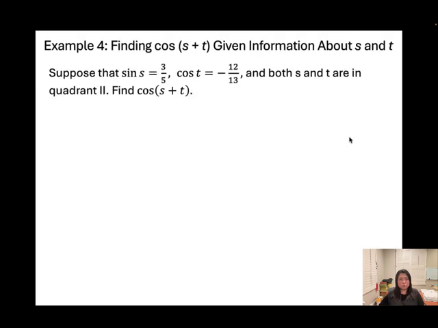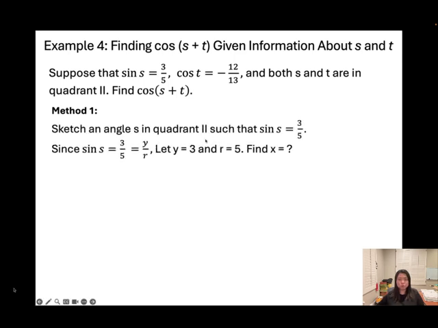Okay, example 4. Suppose that sine S equals 3 over 5, cosine T equals negative 12 over 13, and both S and T are in quadrant 2. Find cosine S plus T. We do have two methods for this kind of question. Method 1, we're going to sketch an angle in quadrant 2, because they mentioned it's going to be in quadrant 2, such that sine S equals 3 over 5. So we could have this picture.